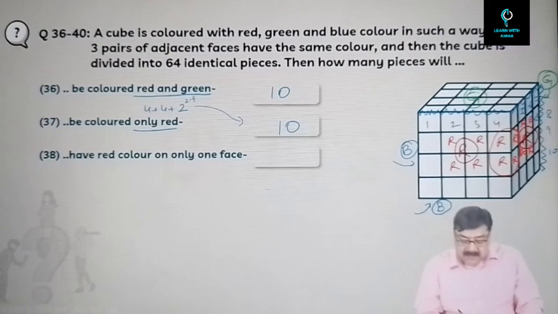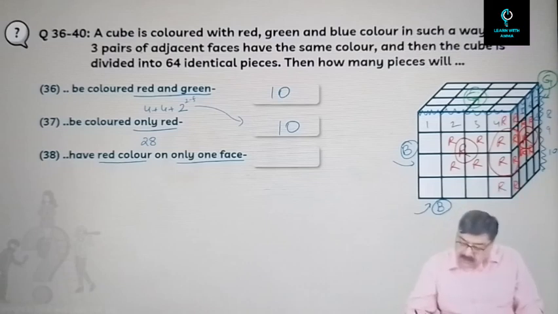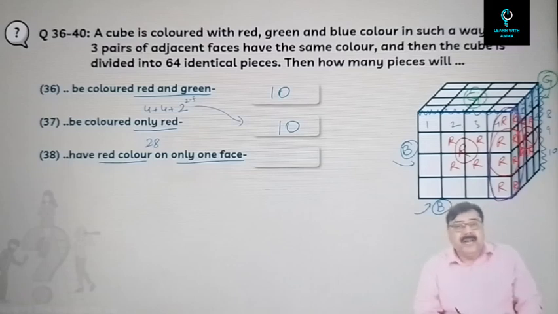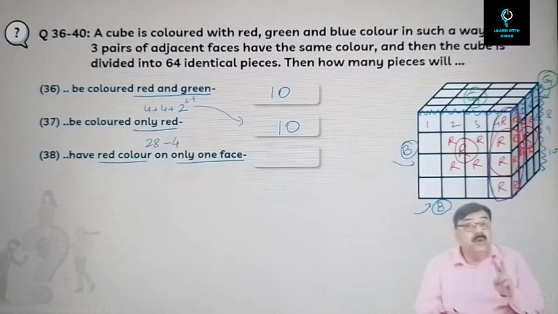Now how many pieces will have red color on only one face? Well, first of all, how many pieces have red color on them? Well, there are 28 pieces which have red color on them. Out of which, these are those 4 pieces on the edge which have red color on 2 faces, because they belong to the common edge between the 2 adjacent faces which have been colored red. So out of these total 28 pieces, there are 4 pieces which have red color on 2 faces. So the remaining 24 pieces will have red color on only one face, not on 2 faces.